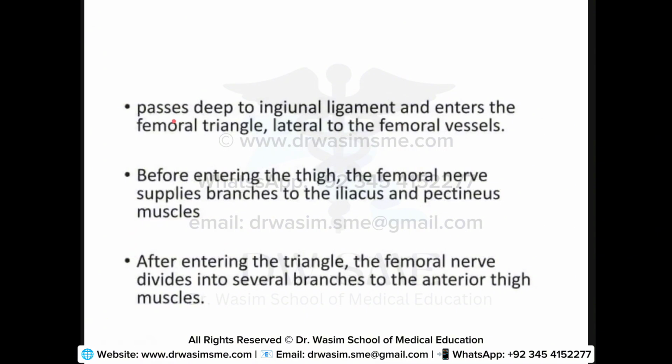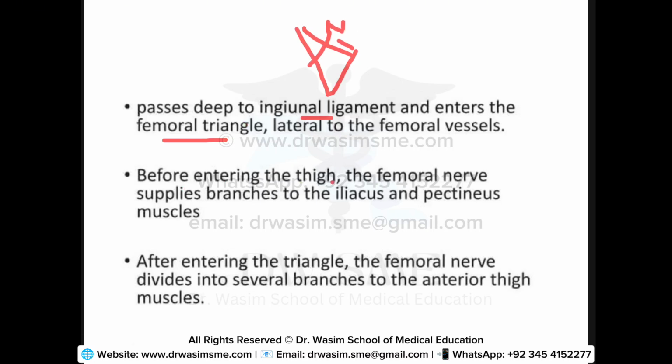So first of all, we will talk about its root, and then we will talk about what it supplies. It passes deep to the inguinal ligament and enters the femoral triangle. As we know, we have the inguinal ligament over here, and then we have the femoral triangle. Within the femoral triangle, it enters by passing underneath the inguinal ligament, and it lies lateral to the femoral vessels. So vessels will be on the medial side, whereas the femoral nerve is going to be on the lateral side.